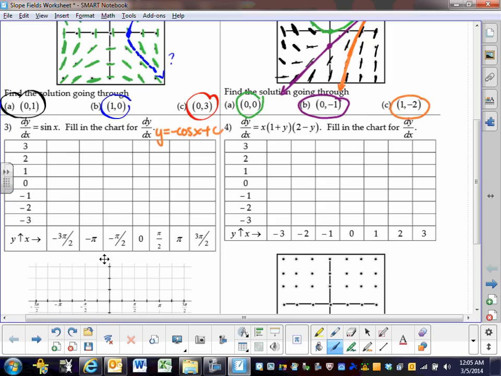So sine of negative pi is 0. Sine of -3 pi over 2 is in the same position as pi over 2, actually is 1. Negative pi over 2 is a -1. Sine of 0 is 0. Pi over 2 is 1. Pi is 0. And 3 pi over 2 is -1.